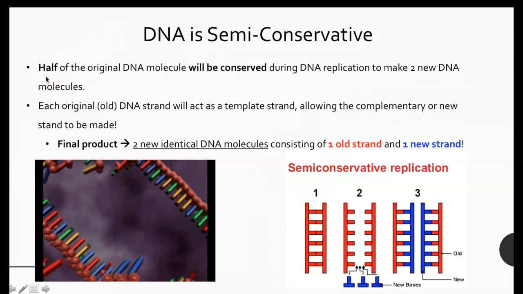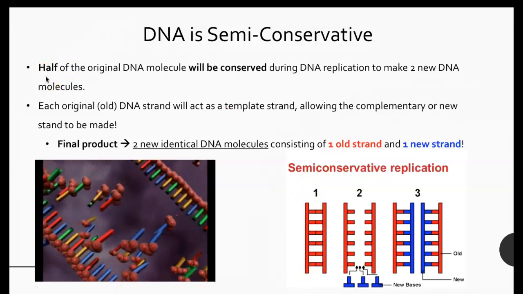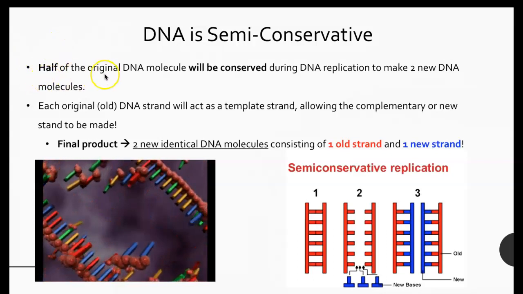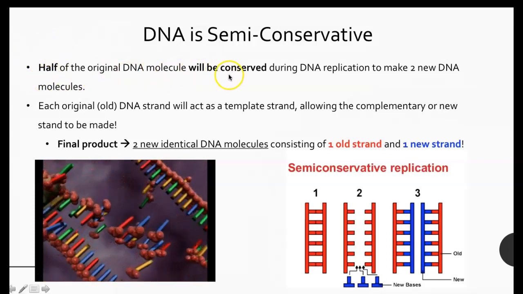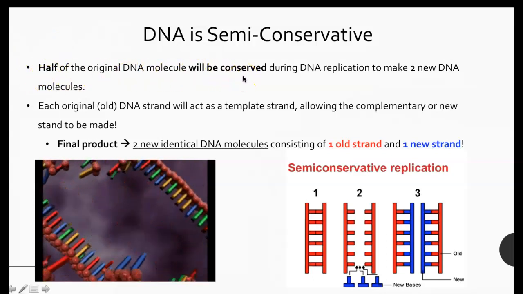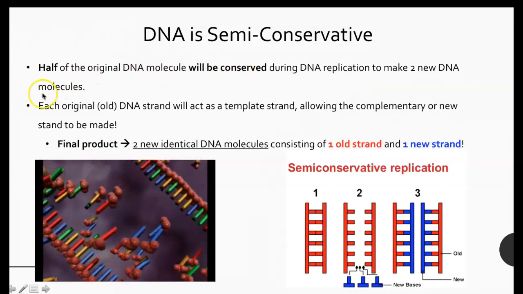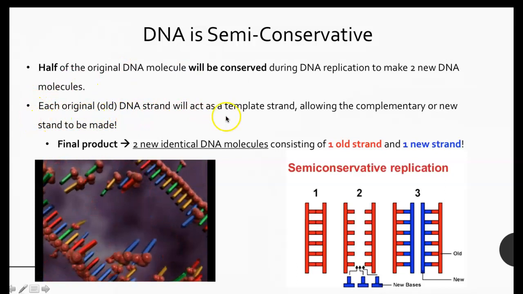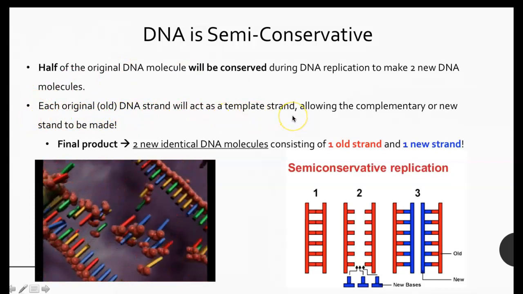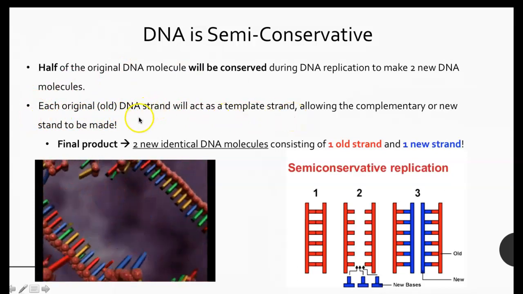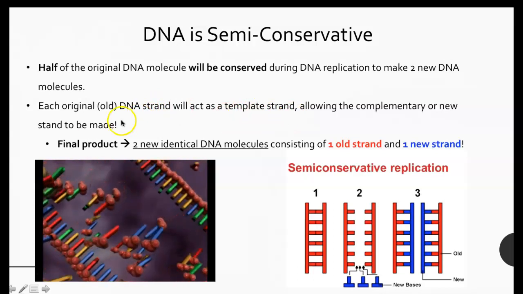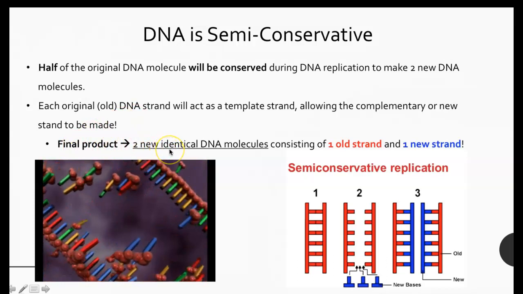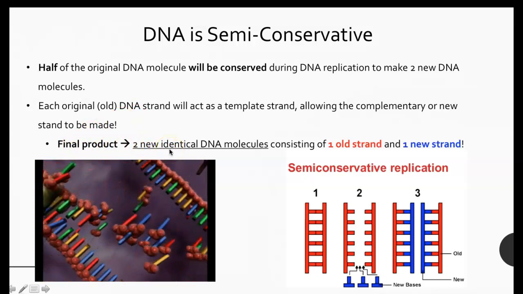So how is it a semi-conservative process? During DNA replication, half of the original DNA molecule will be conserved to make two DNA molecules. Each original or old DNA strand will act as a template strand, allowing the complementary or new strand to be made. As a result, we get two identical DNA molecules consisting of one old strand and one new strand.